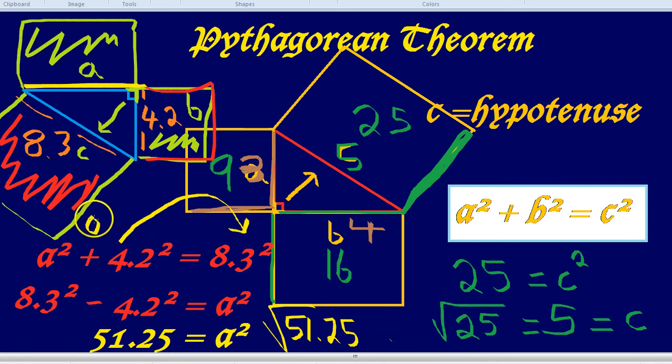I can't really fit it anywhere. Let's just write it here. A equals 7.16 centimeters. There we are. That is the Pythagorean theorem, and some ways of using it.